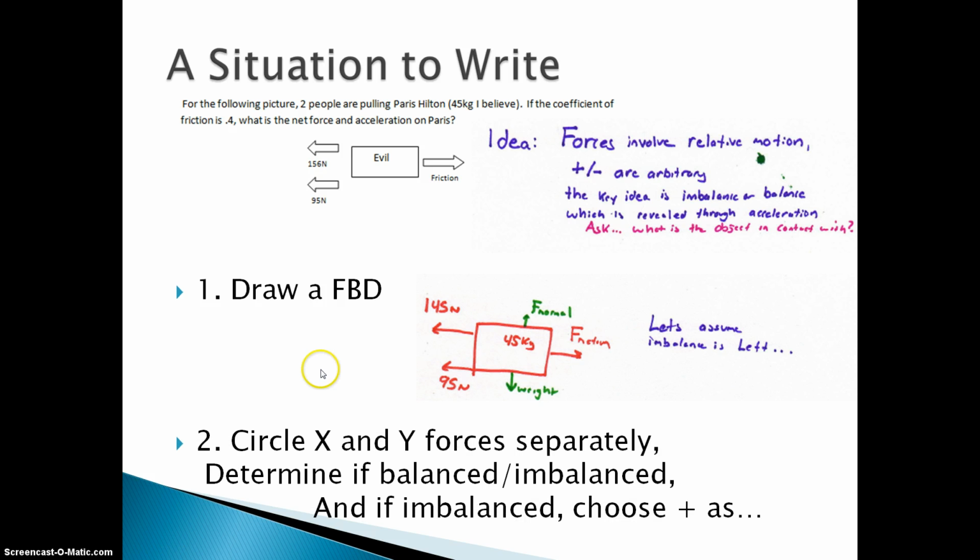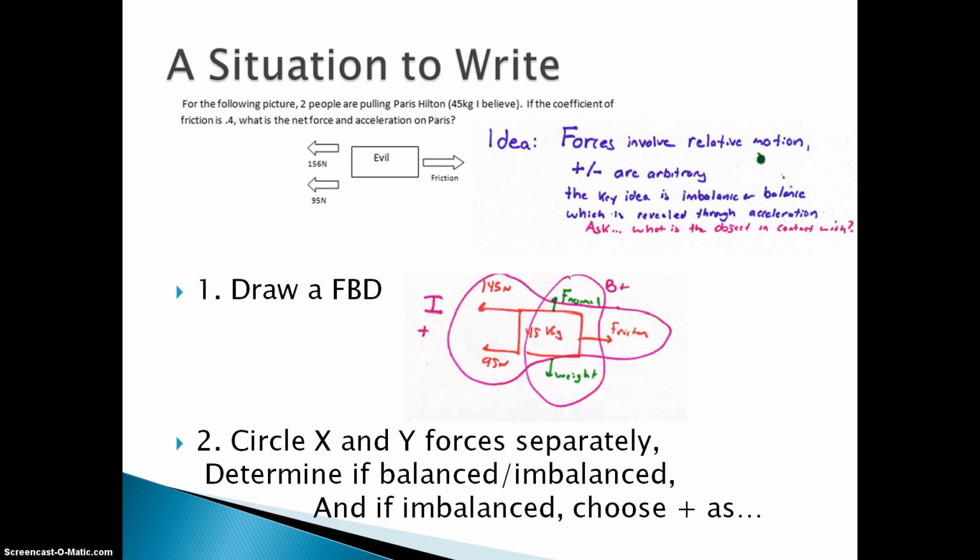Number 2, please circle the x forces and the y forces, like I've taught you, and figure out if they're balanced or imbalanced. And if they're imbalanced, figure out which side it is. We said left, and choose it as positive. Unpause when you're ready. Okay, it should look like this. There's an imbalance left in the x's. The y's are balanced. I chose up as positive randomly, and I have to choose left as positive because the imbalance is always positive according to Newton's second law.